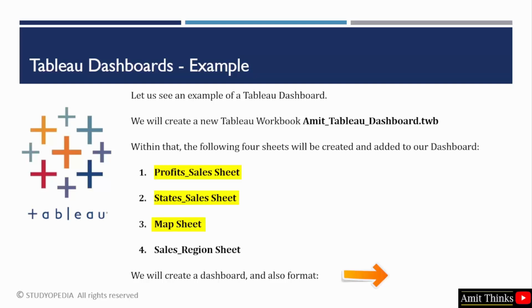In our sample_superstore data, we have the data of the US. So the map will be of the US and it will display the sales based on state on the map. The fourth will be your sales_region sheet. That means a bar chart that will display sales by region. That is the four regions we have seen before: central, east, south and west. So let us create four sheets and then we will create a dashboard.